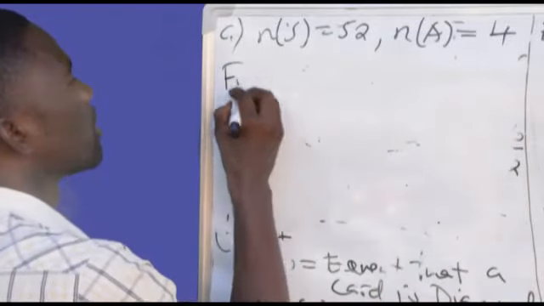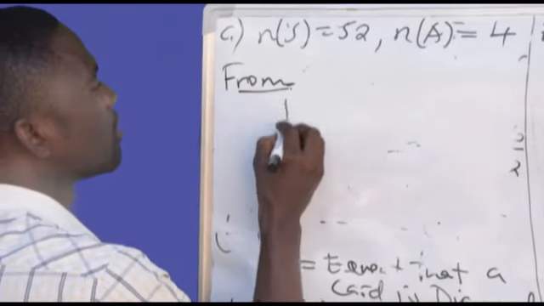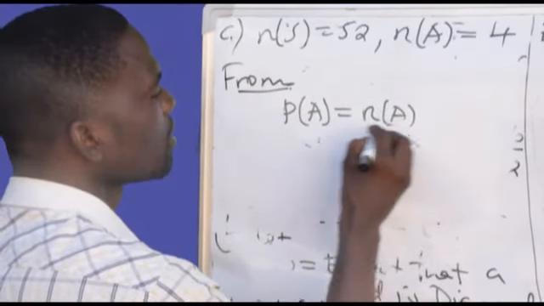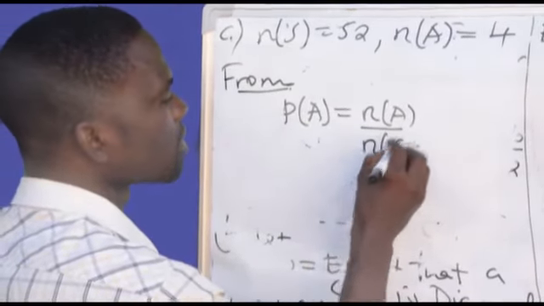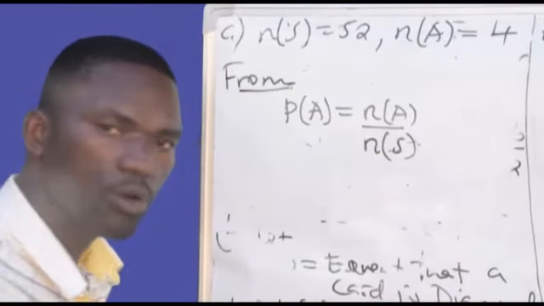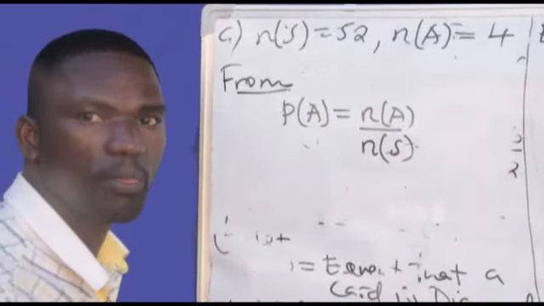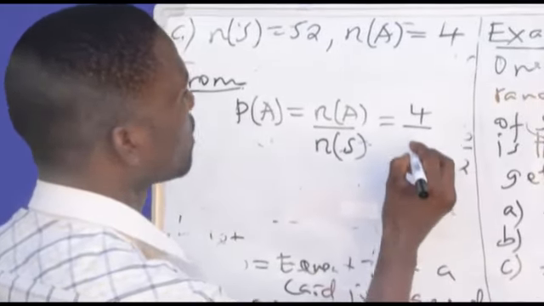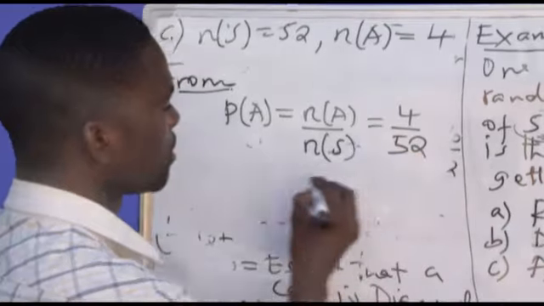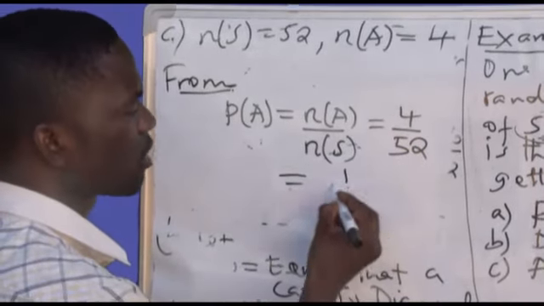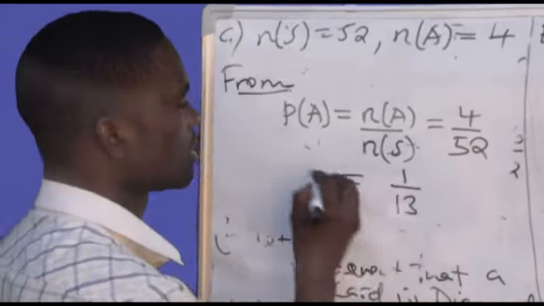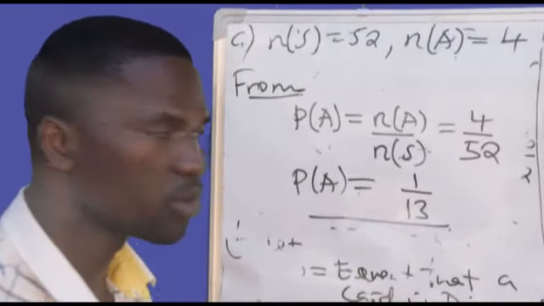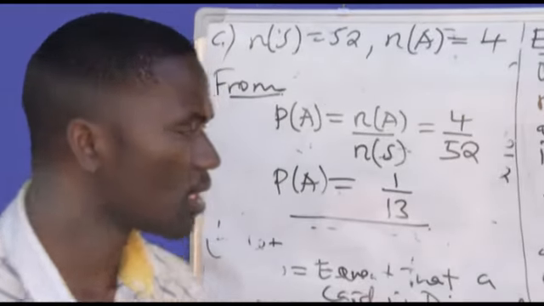So you can define that the probability of an S card will be equal to the number of S cards per number of sample space, or the number of cards available. Now this becomes 4 divided by 52. If you simplify this, you get 1 out of 13. So this is the chance that an S card will be picked at random.